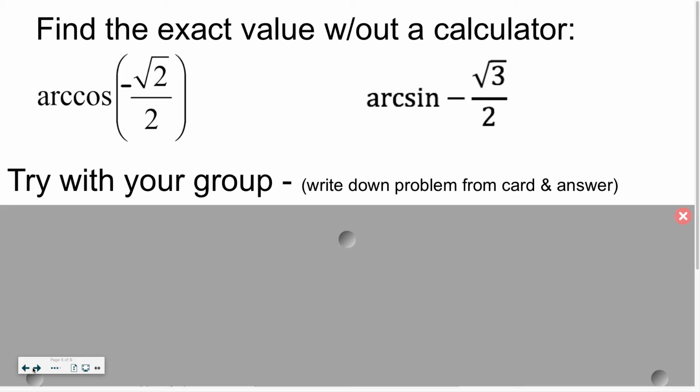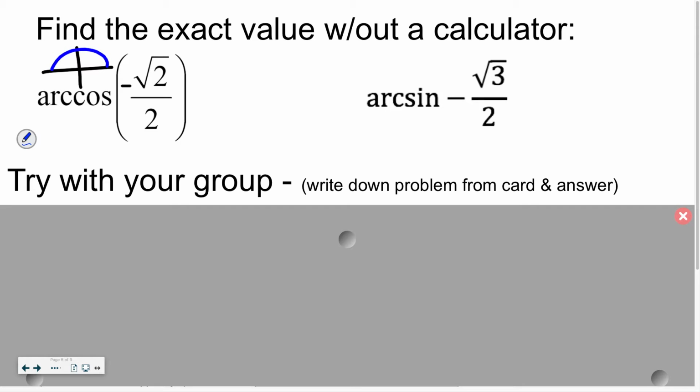Think about how this is going to work differently than what I was asking you to do in the warm-up. In the warm-up, I would have set up a problem that said the cosine of theta is equal to negative square root 2 over 2, and I would ask you to give me all the thetas from 0 to 360. Now I'm using the inverse cosine, arc cosine, of negative square root 2 over 2. So you're thinking about an inverse cosine happening in quadrants 1 or 2, right?